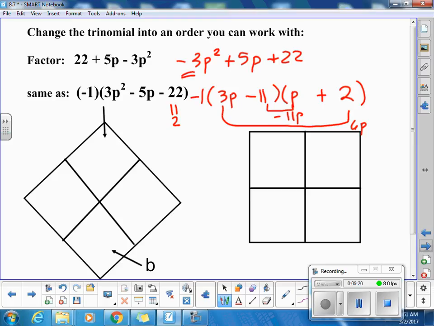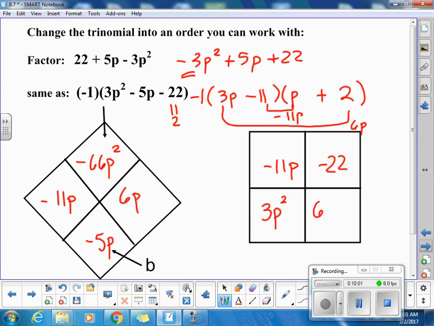If I do it the other way, I take negative 22 times 3, which is negative 66p squared. That goes on the top. In the bottom, we have our negative 5p. I need multiples of negative 66 that add up to negative 5. 11 and 6 would work, and I would want negative 11p and positive 6p. Again, I put my ap squared there and my c here, and then I fill in the two terms that we found.